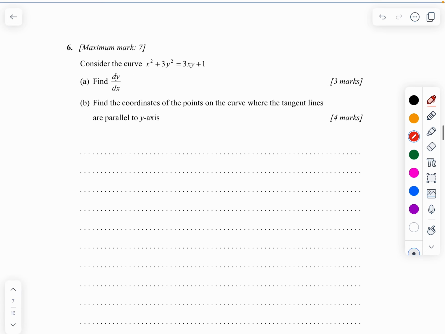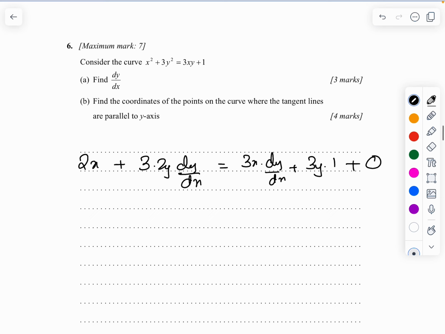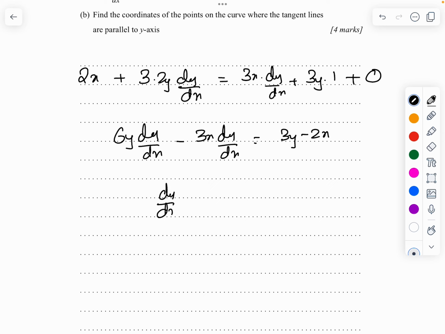Now the last question in this paper 1, paper 6. Consider the curve x square plus 3y square equals 3xy plus 1. Find dy by dx. So implicit differentiation: x square derivative is 2x. 3y square derivative is 6y dy by dx, equals 3x times the derivative of y, which is dy by dx, plus 3y times the derivative of x, which is 1, and the derivative of 1 is 0. So now 6y dy by dx minus 3x dy by dx equals 3y minus 2x. So take dy by dx common and bring it to the other side. 3y minus 2x divided by 6y minus 3x, that is dy by dx.